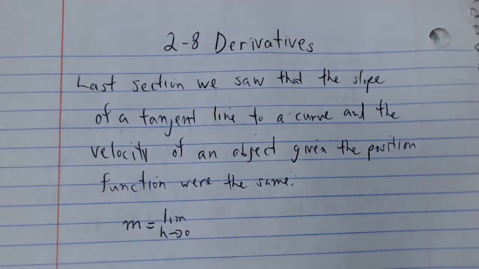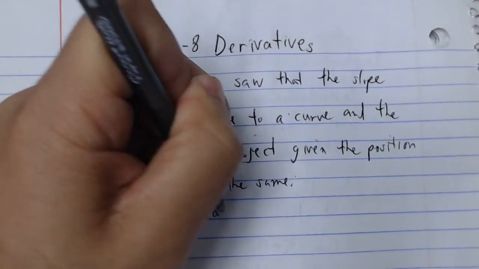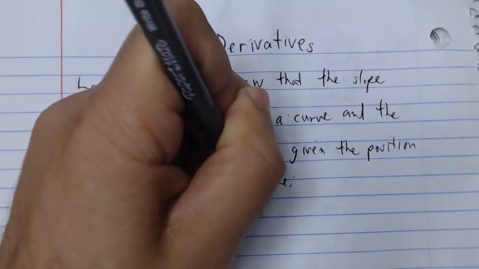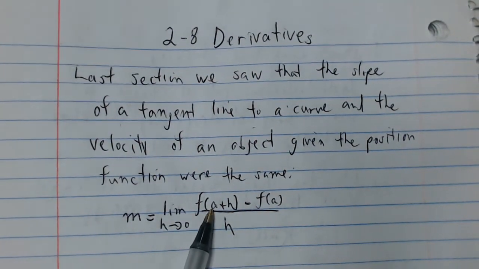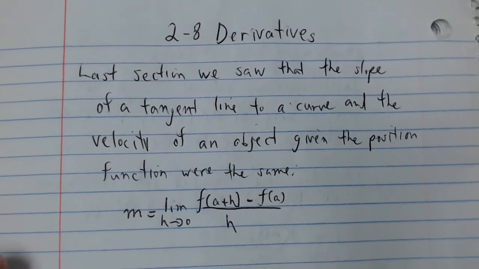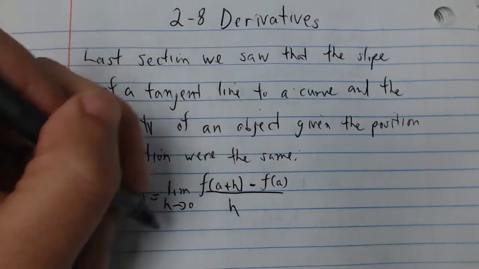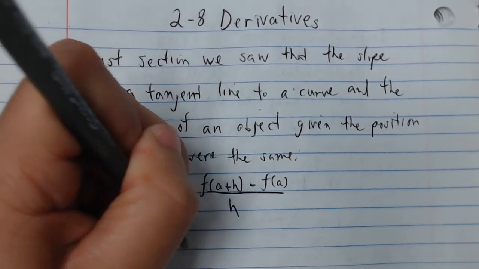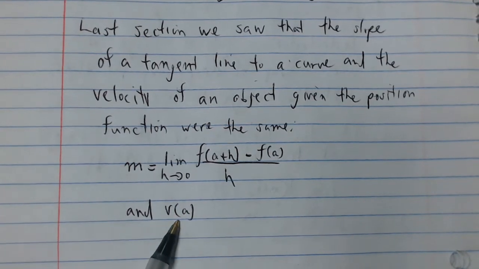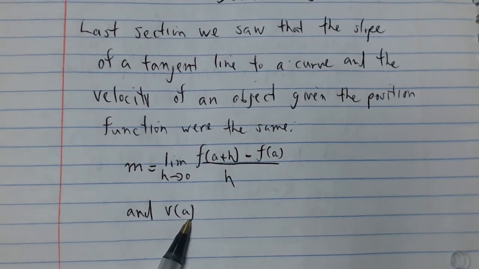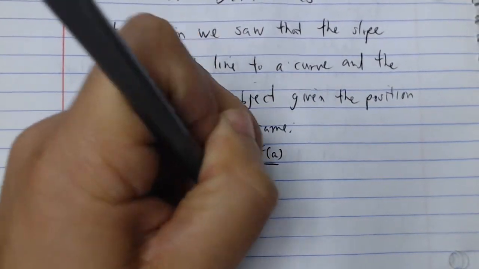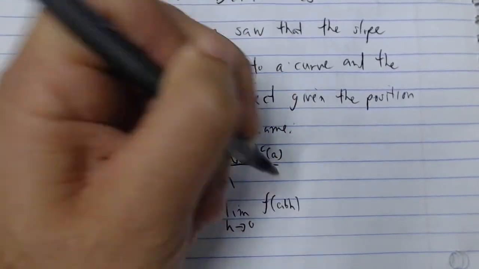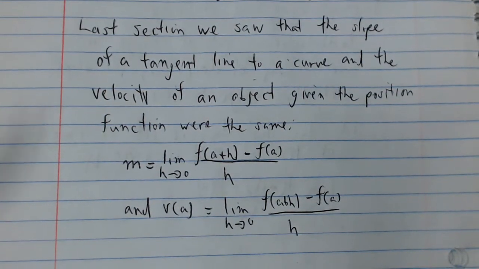So if I have m, we described it as limit as h approaches 0 of f of a plus h minus f of a all over h, right? Where a is the x value at which we're finding the slope of the tangent to that curve. And we said v of a, which is finding the velocity of the object at a given time, let's say, and the time is a, is described as limit as h approaches 0 of f of a plus h minus f of a all over h. And if you look at this, they're the same thing.